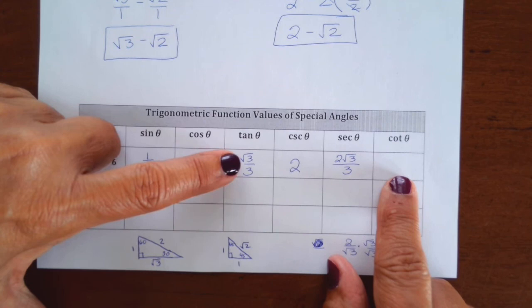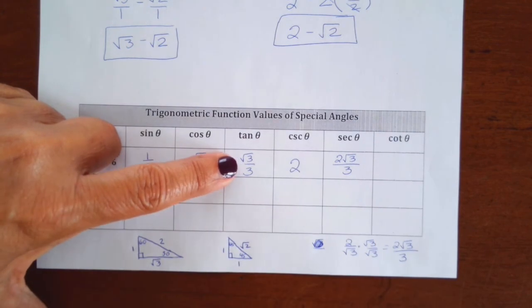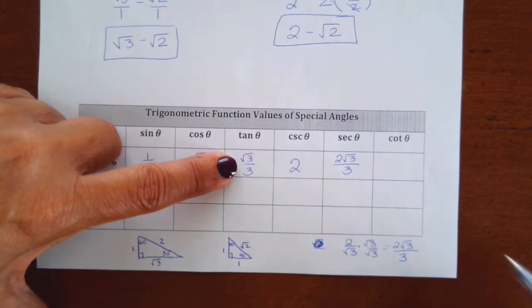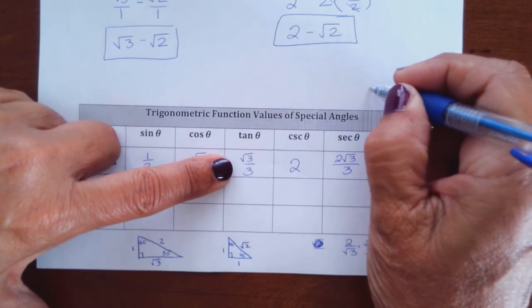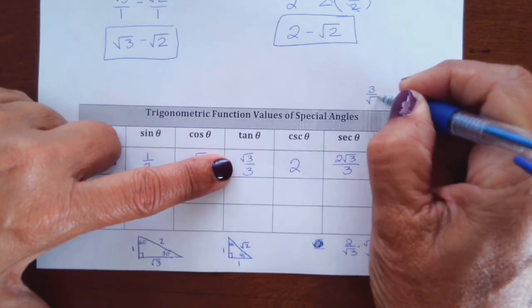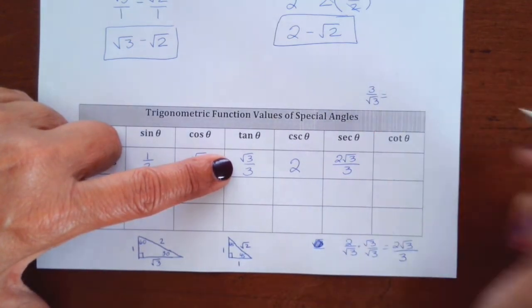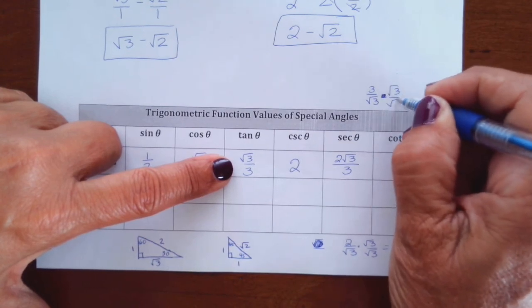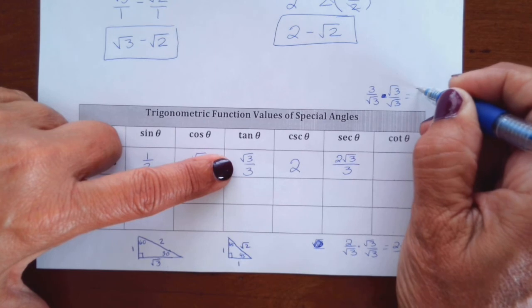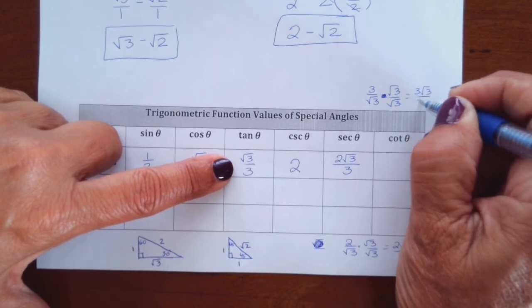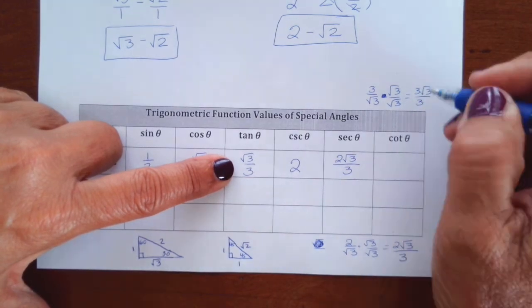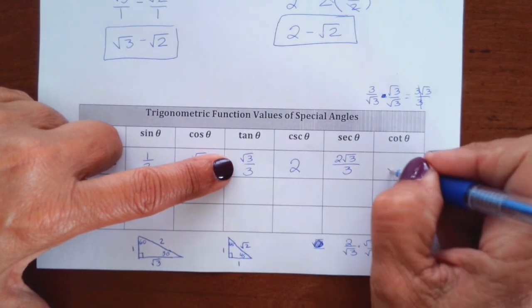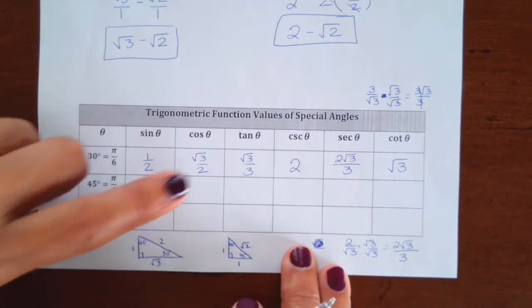Okay. Cotangent would be the reciprocal of this. So let me do that up here. So the reciprocal, 3 over the square root of 3. Okay, multiply top and bottom by the square root of 3. I'm going to put equals there, square root of 3. So in the top you have 3 square root of 3, and in the bottom you have square root of 9, which is 3. And now these cancel out. So that is just the square root of 3. Okay.